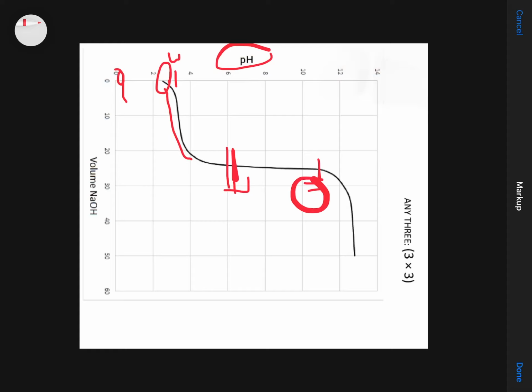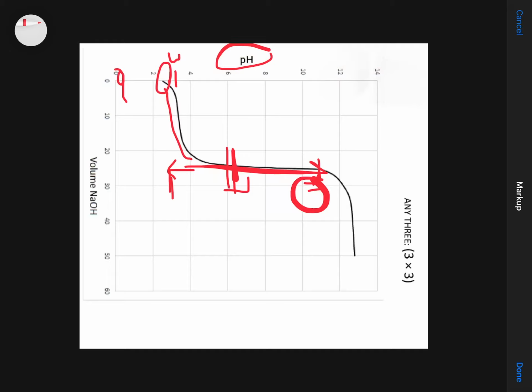So you'll see the sudden jump. If it was a strong acid like HCl, you would have seen a sudden rise at 3. So the rise would have started here, between 3 and 10, the sudden jump in pH. So that's the second bit of evidence there.